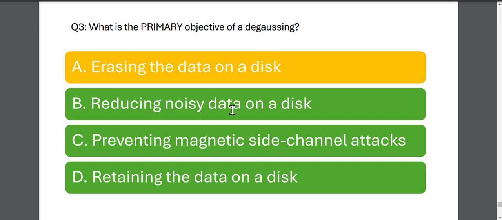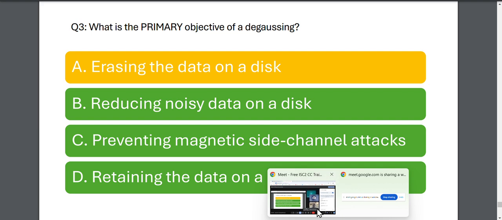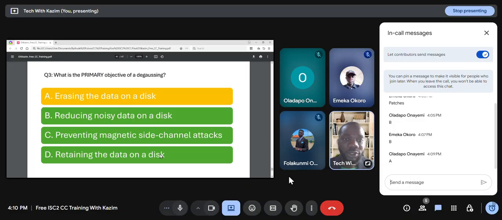Now, I hope with this you have an idea of the kind of questions that could be thrown at you during the exam, right? Which is why it's very important for you to go through the material. Not only that, you also have to take your time to practice questions, right?